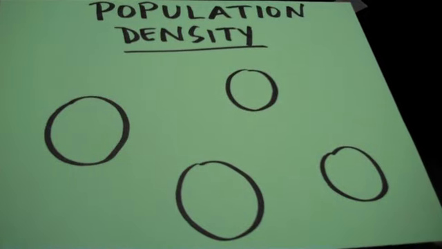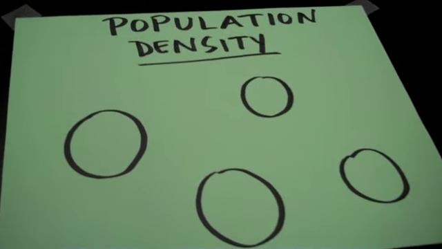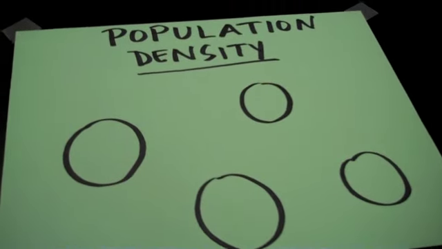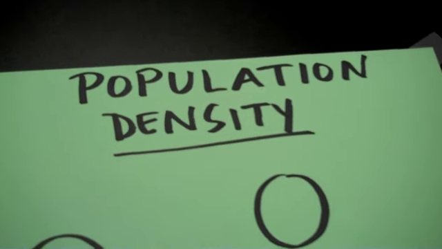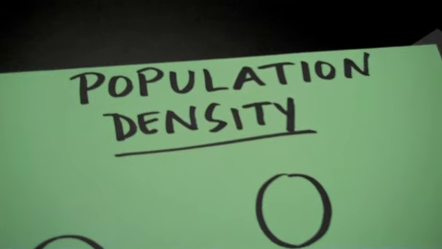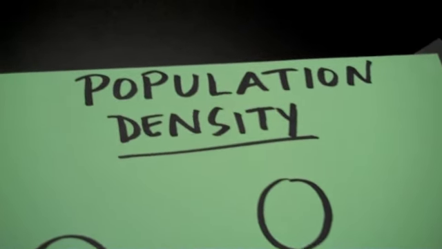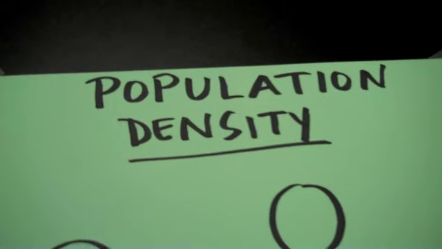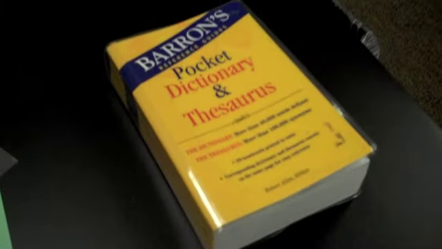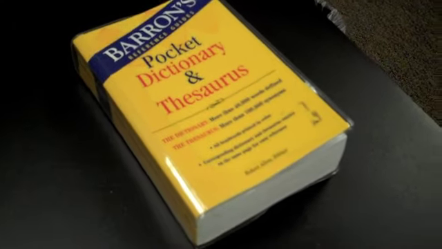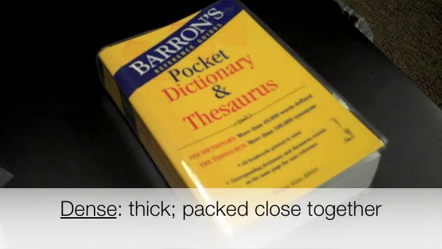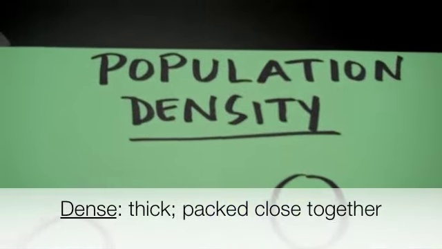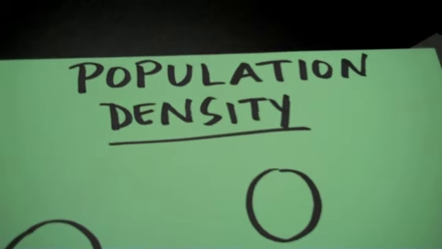So to begin our discussion today on standard SS6G10, we're going to bring up something maybe you haven't heard of before. It's called population density. And to know what this word means, you probably already know what population means, how many people live in a place, but you may not know what density means. And so to figure it out, we look in our handy dandy dictionary right here. And according to this dictionary, the word dense means thick or packed close together. So population density tells you how close together those people live.